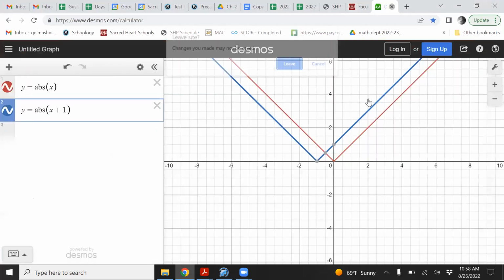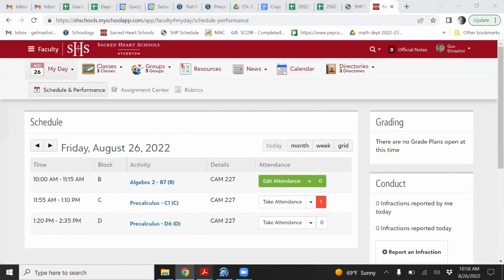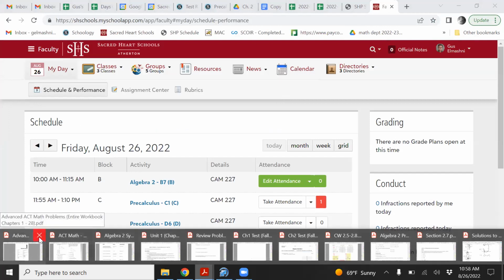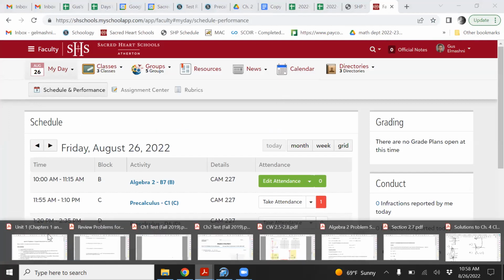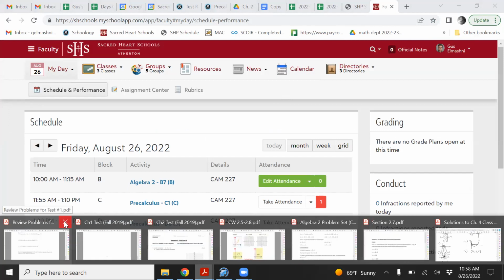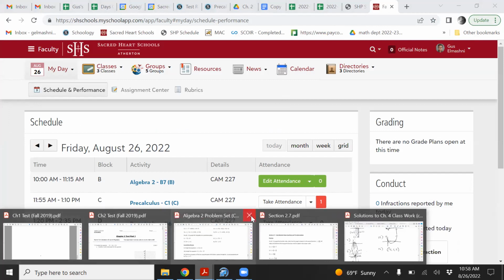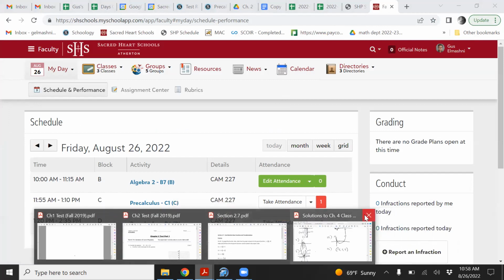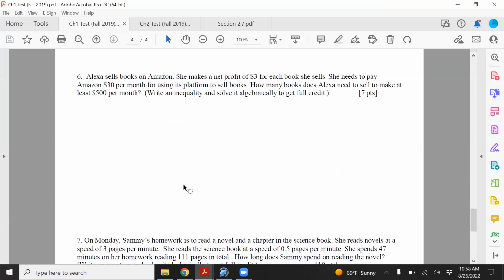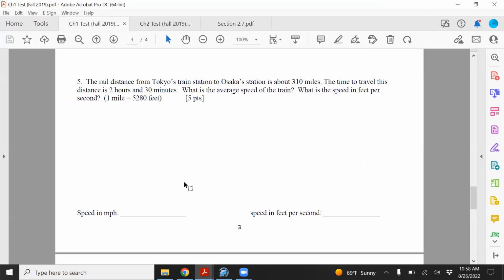Let's do this problem here. If f of x equals negative 2x squared. Okay, Matthew, you're asking about conversion, right? So let's look at this one here. This is from the old test.